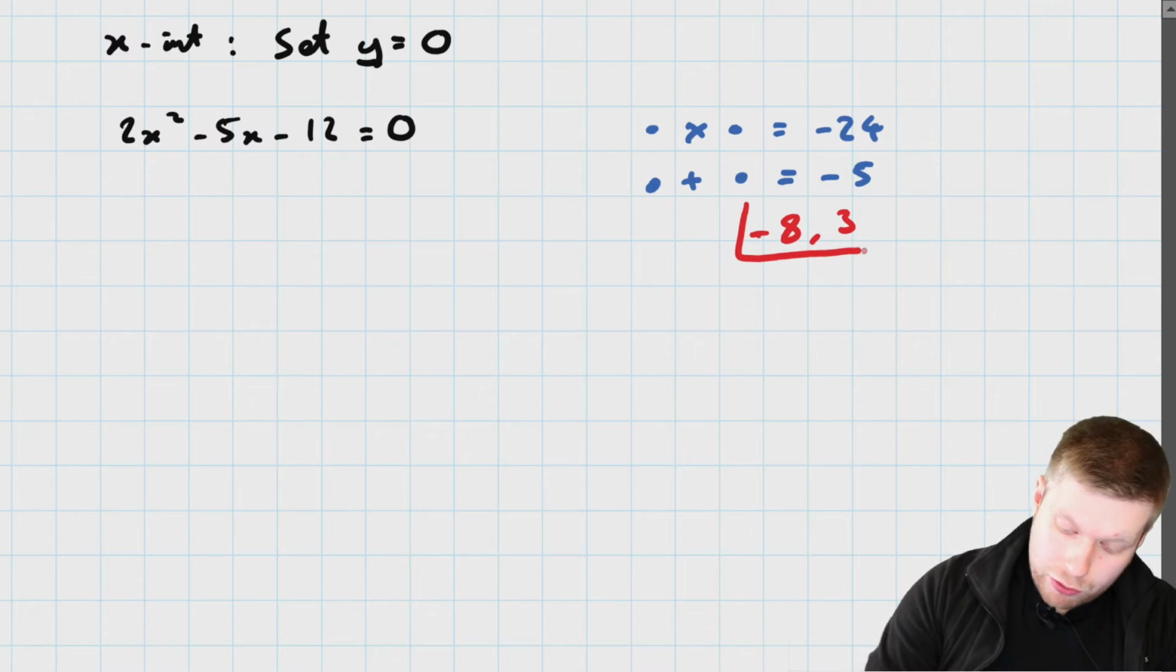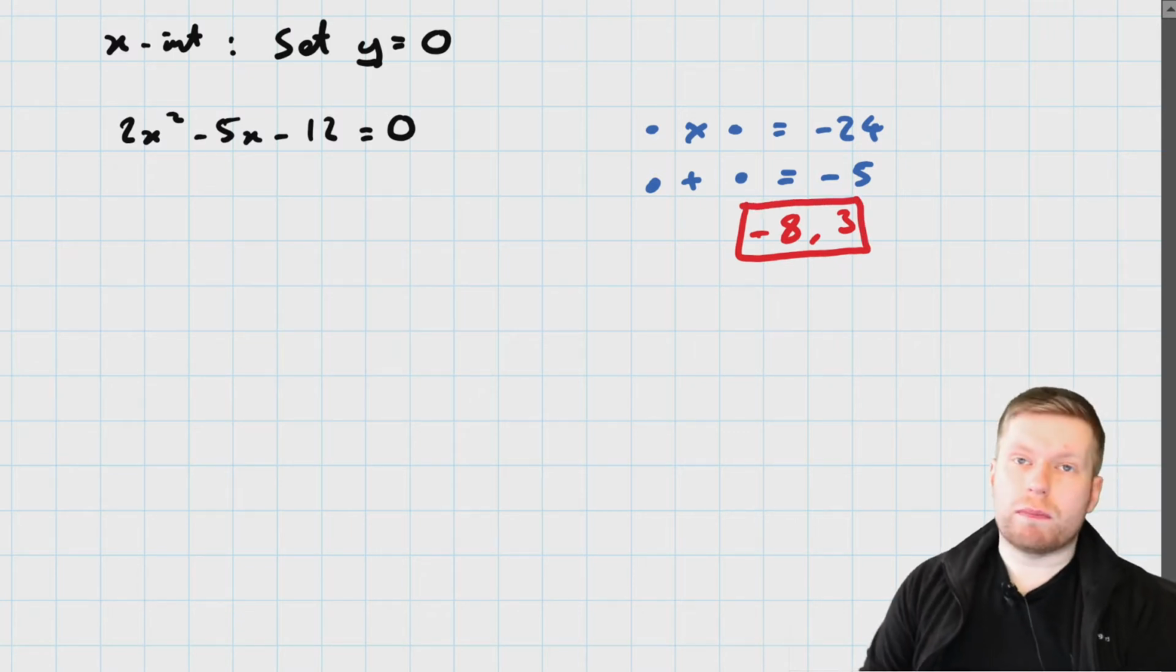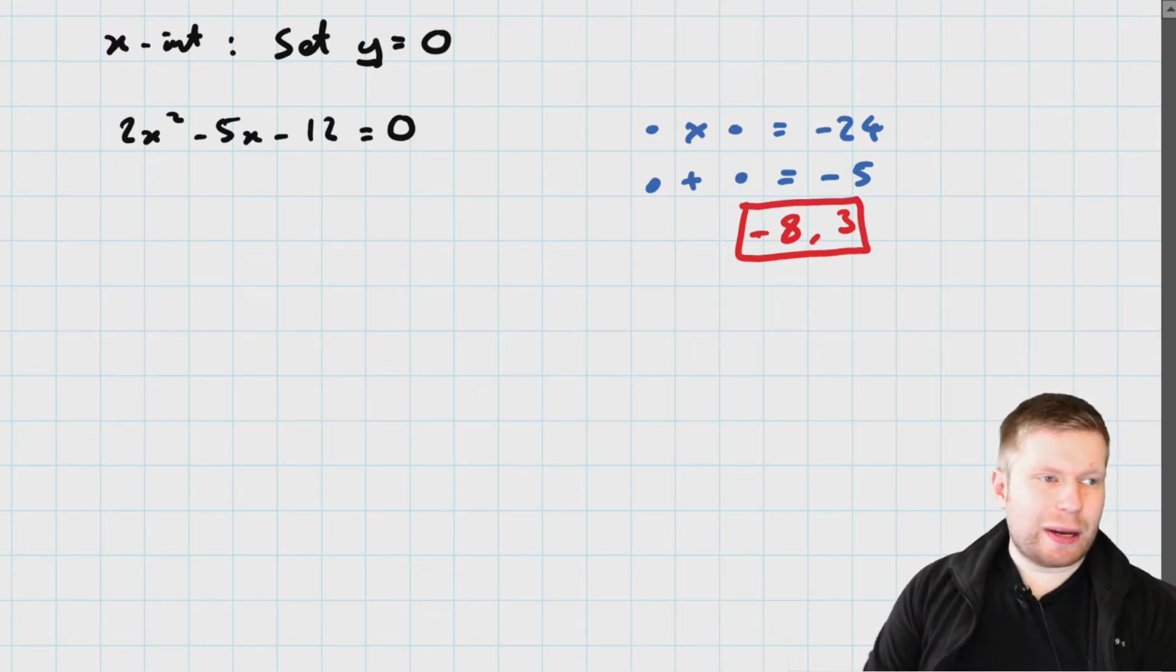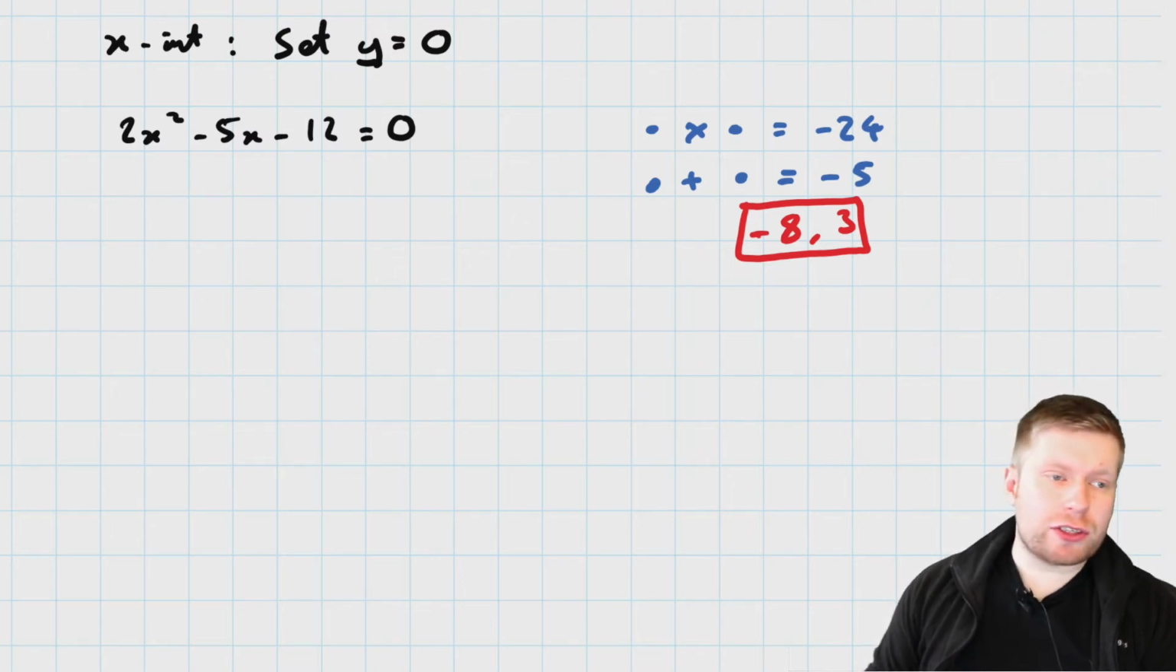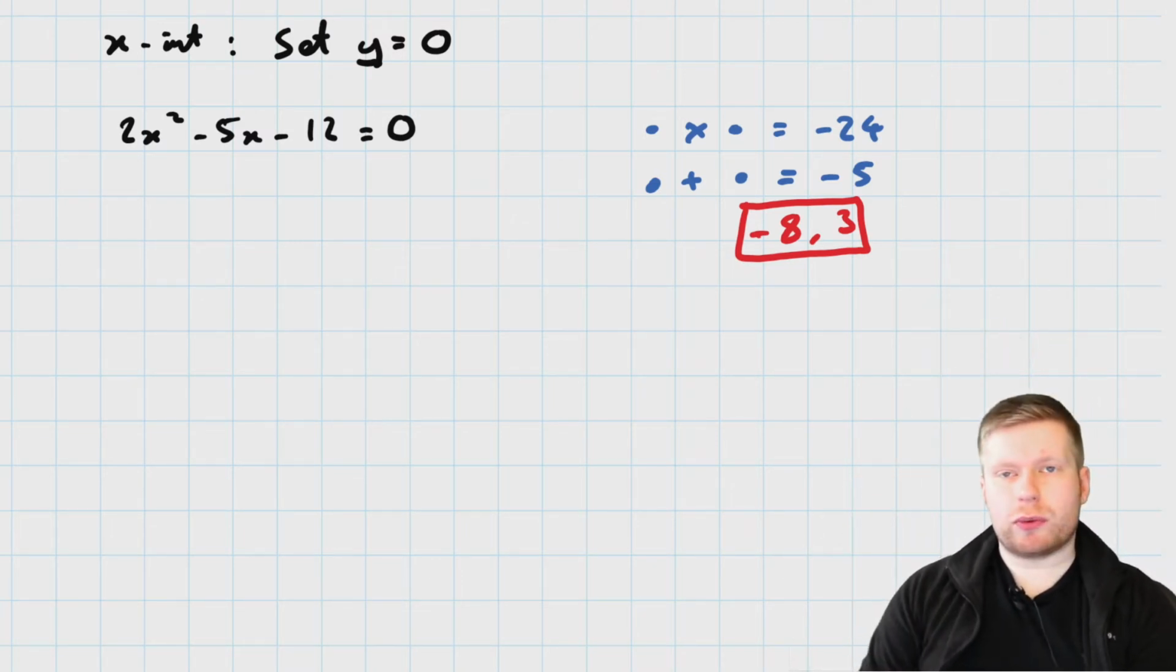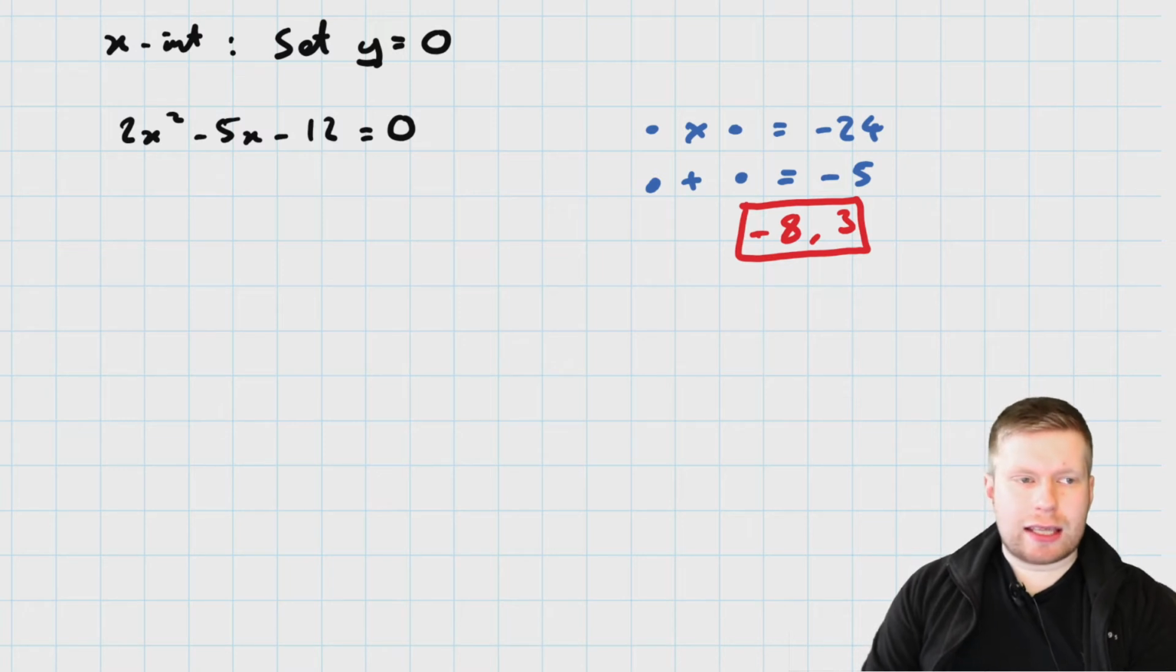Again, the only reason why I came up with those so quickly is because I'm practiced with them, knowing your times tables, right? But if you didn't know how to do that, just literally write down all the factors of negative 24 and then see which of those add together to make negative 5.